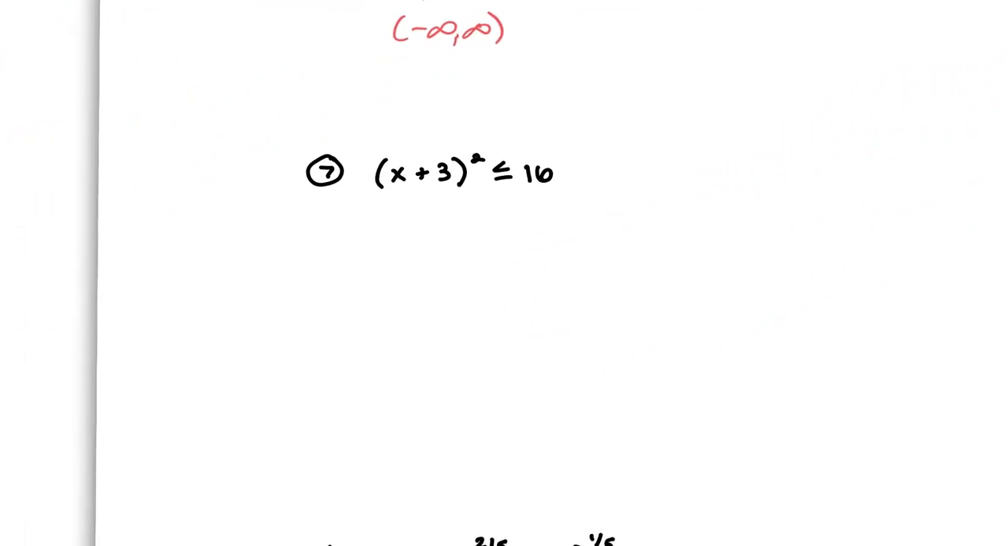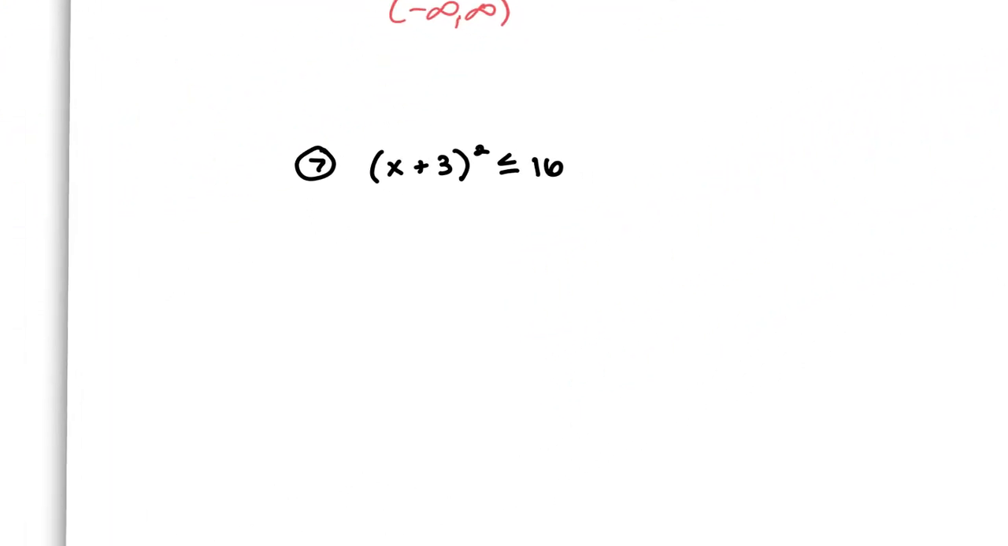If we come over to x plus 3 squared is less than or equal to 16, again, we could do our square root method. We could come here and do x plus 3 squared equals 16, square root, plus or minus square root, x plus 3 equals positive and negative 4, and then we subtract 3 from both sides.